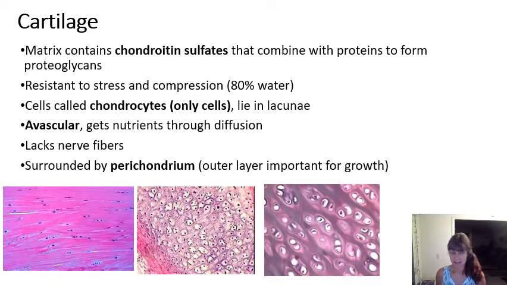Cartilage lacks nerve fibers and is surrounded by dense irregular connective tissue that forms an outer layer surrounding the cartilage that is known as the perichondrium. And the perichondrium not only protects the cartilage, but it's important for cartilaginous growth.